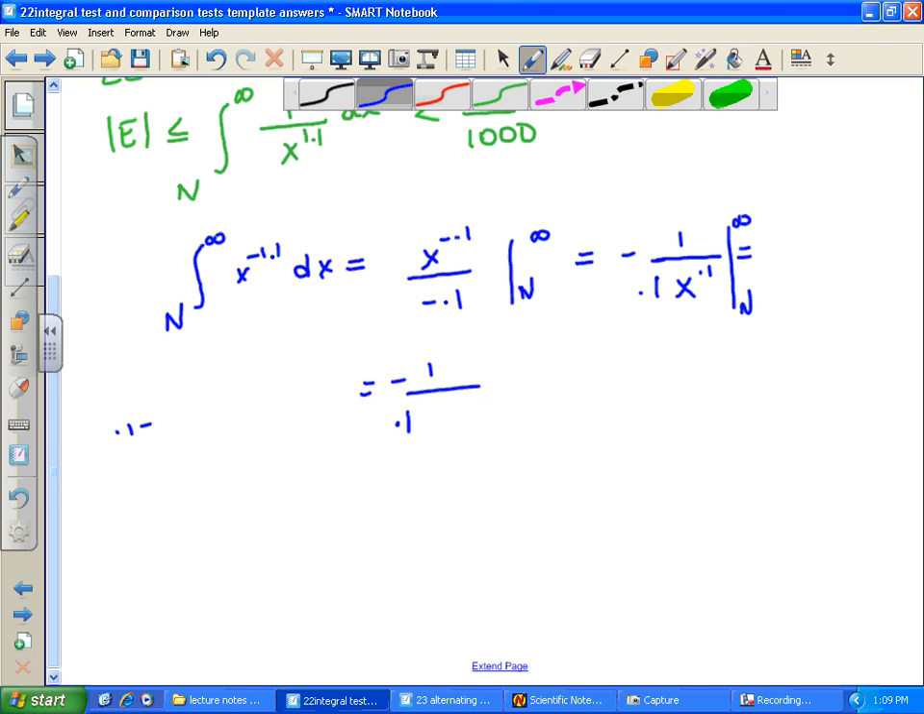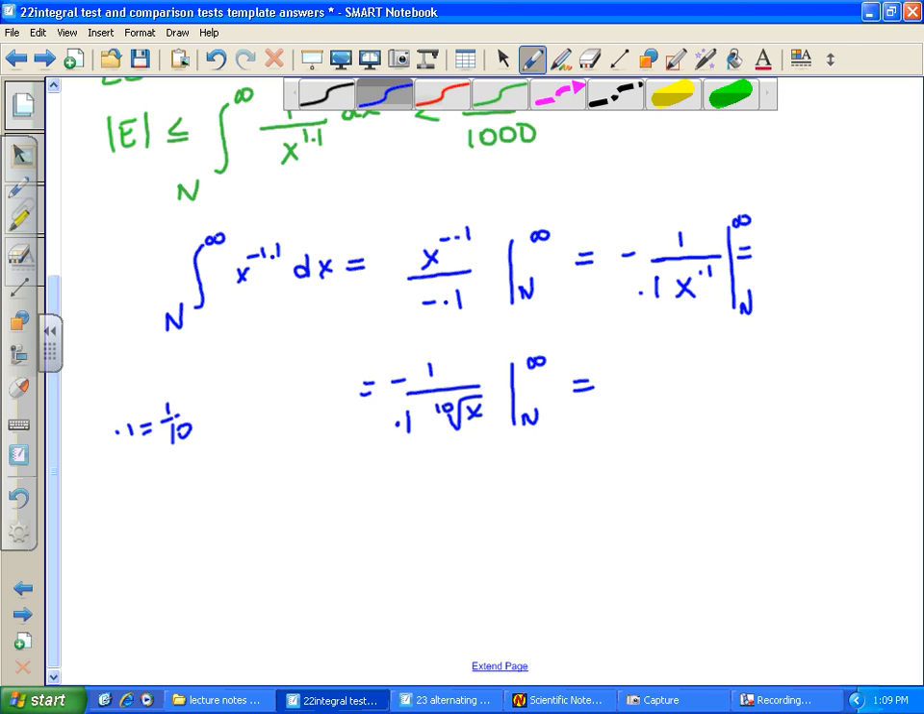Right, 0.1 is the same as 1 over 10. So we're talking about the 10th root here, right? X to the 0.1 is the 10th root of x from n to infinity. We want this error to be less than 0.001 or 1 over 1,000. But let's first see what it is.